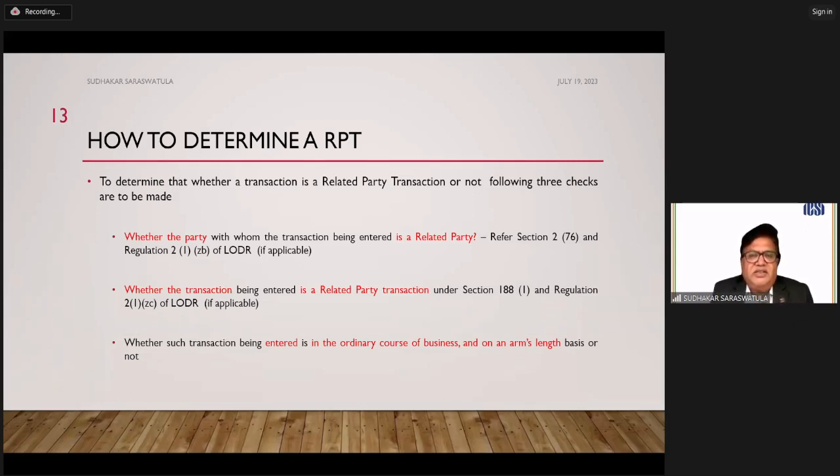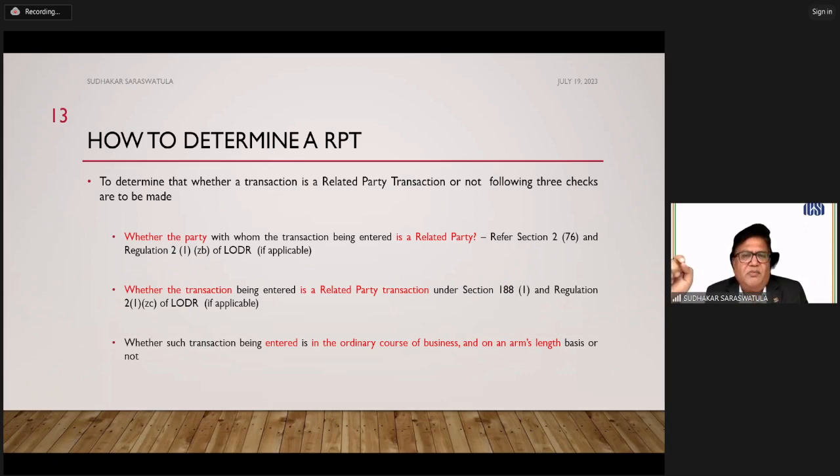Hence, all the transactions with the related parties, or the transactions referred to under Section 188, Subsection 1, have to be necessarily routed through Section 177. That is, the audit committee approval is very much required. Now, sometimes I also say that this is ordinary course of business and at arm's length. While availing this exemption, most of the times the company secretaries see that the transaction is in the ordinary course of business and arm's length, and they avail the exemption.